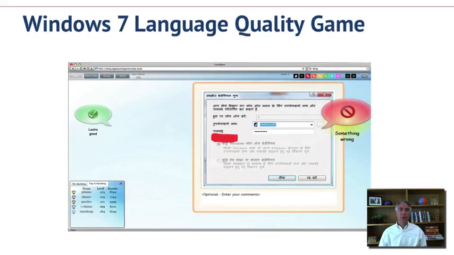A second example is an internal example, and this comes from Microsoft. Microsoft has a big challenge. They put out software like Windows and Office to millions of people in hundreds of different countries and dozens of different languages. And it's a real challenge to make that software work well. They have a large group of people involved in testing and quality assurance.